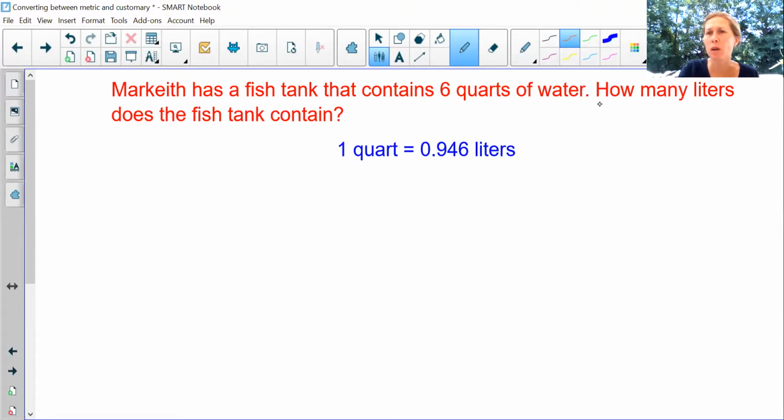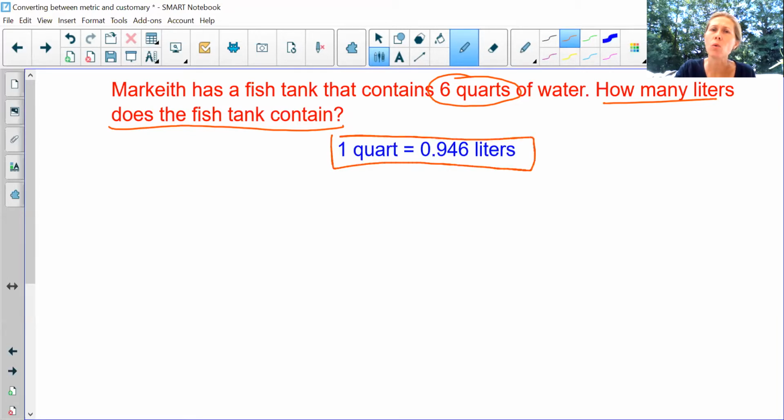Now, what is my question? Underline my question: how many liters does the fish tank contain? So we're looking for the number of liters. Let's go back to the problem, and we need to find out what we know. We know that Markeith has a fish tank that contains 6 quarts of water. So I know I have 6 quarts. I want to know how many liters. Now notice they give you a conversion factor because 1 quart is equal to 0.946 liters. That is important. If you have that, you can now go to the next step.